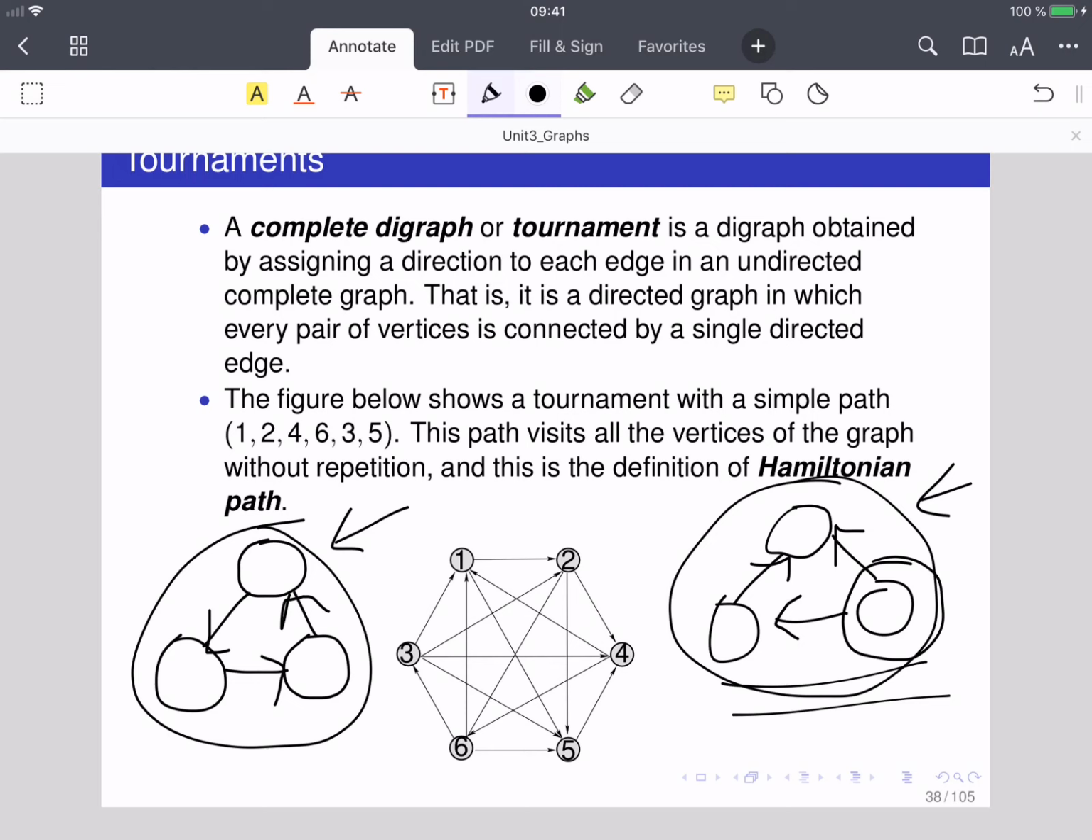So let's return to the name tournament. Why do we call this kind of graphs tournaments? Well, they are called tournaments because they can be seen as a representation of the different matches that we can have in a sports tournament. Imagine, for instance, that we have the Football World Cup or something like that, and we have several different teams that have to play a match against the others.